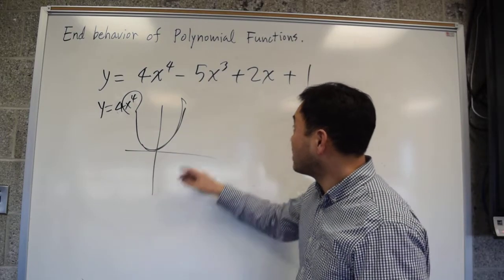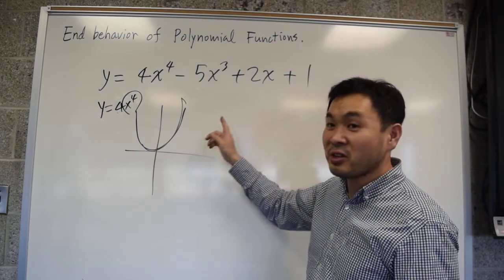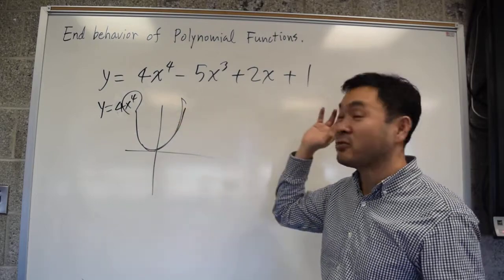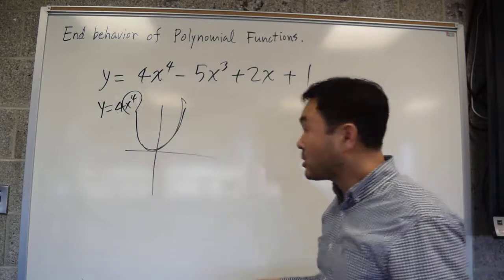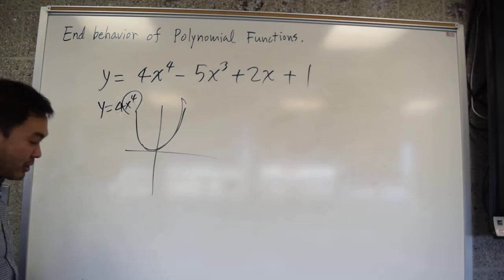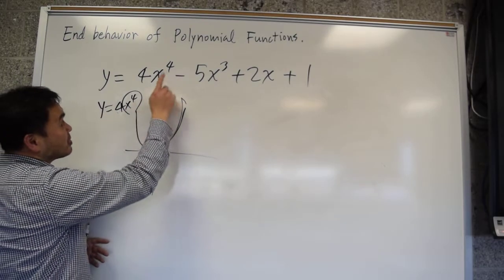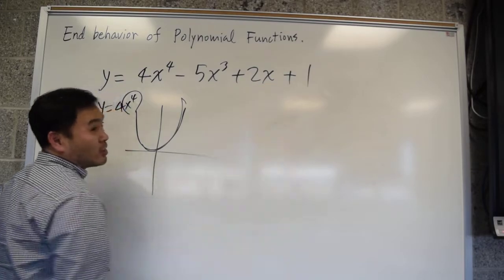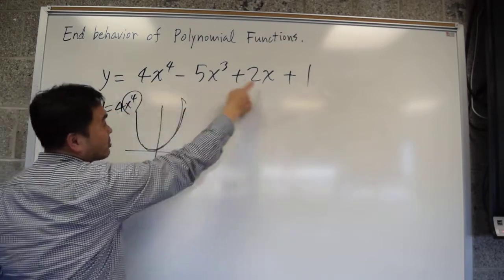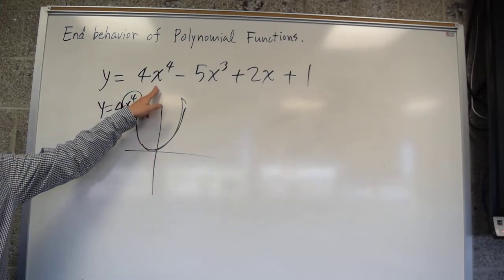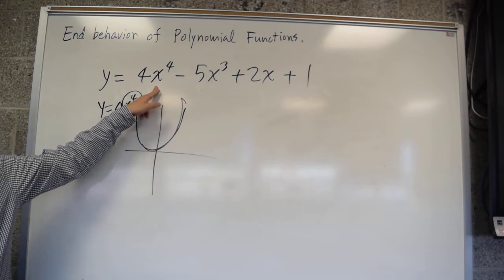So end behavior really is about what happens when x is a very big positive value or very big negative value. So let's think about what happens to this function when x is a very big positive value. Now, suppose you plug in 10. This will be 10,000. This will be 1,000. That will be a 10. So of these four values, which one's the largest? 40,000. This would be the largest if you plugged in 10, right?